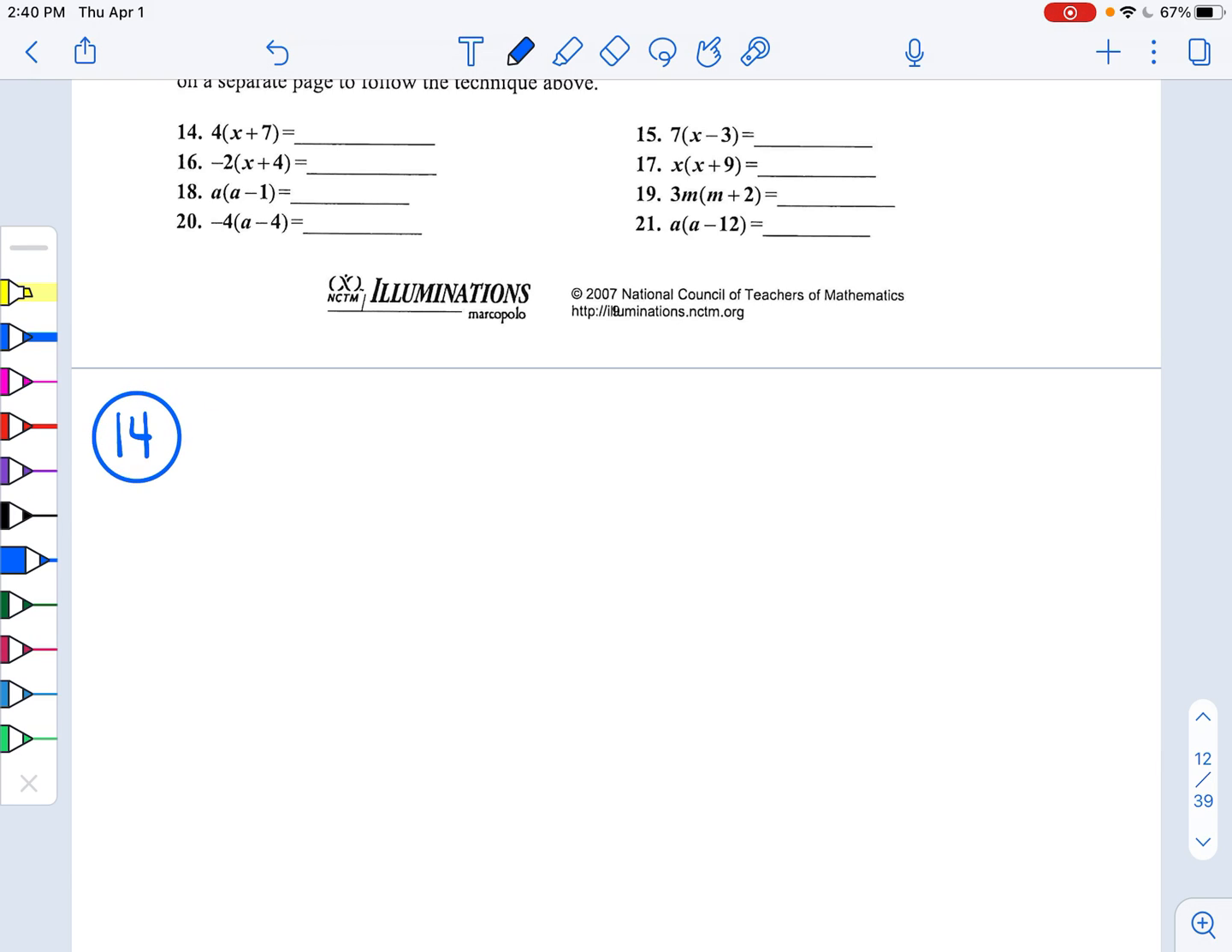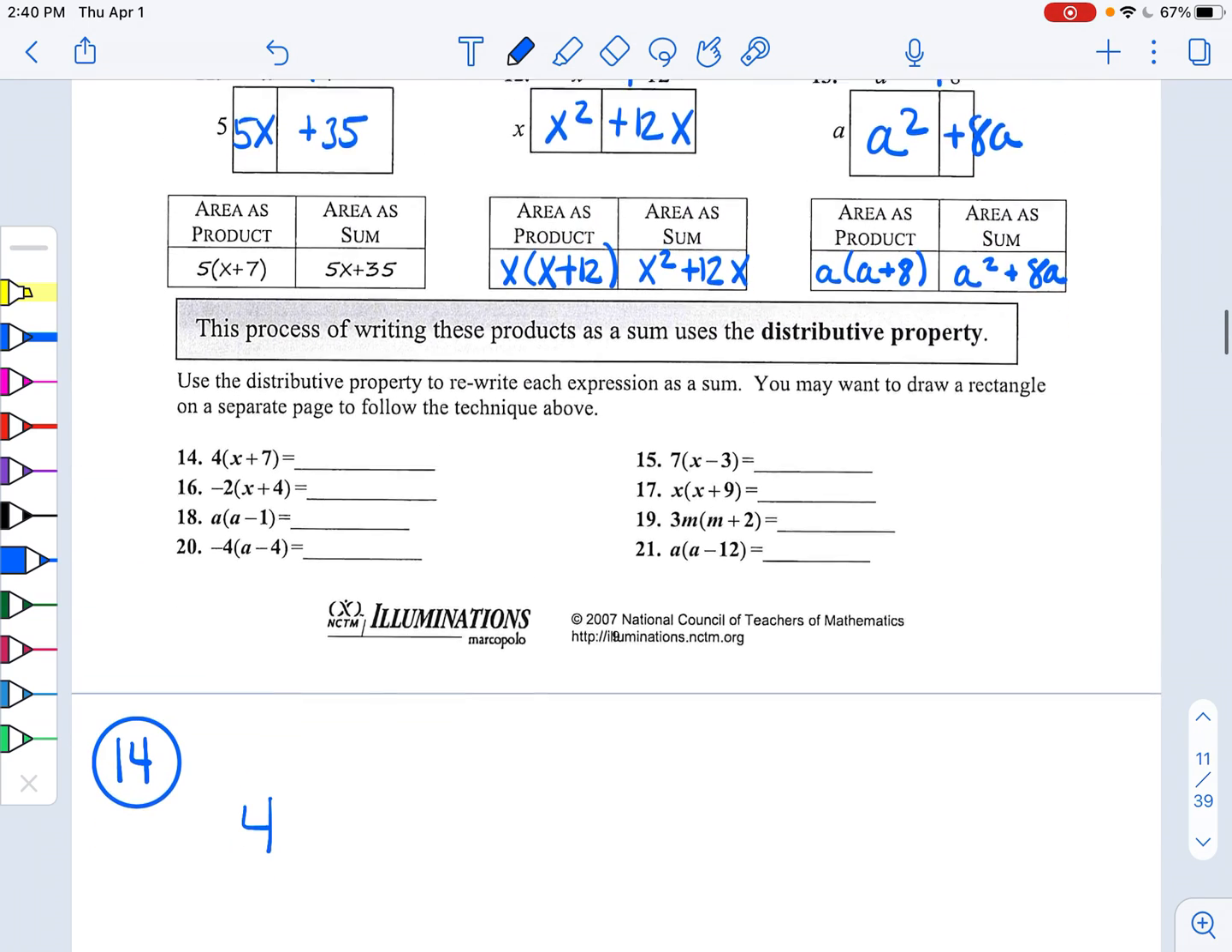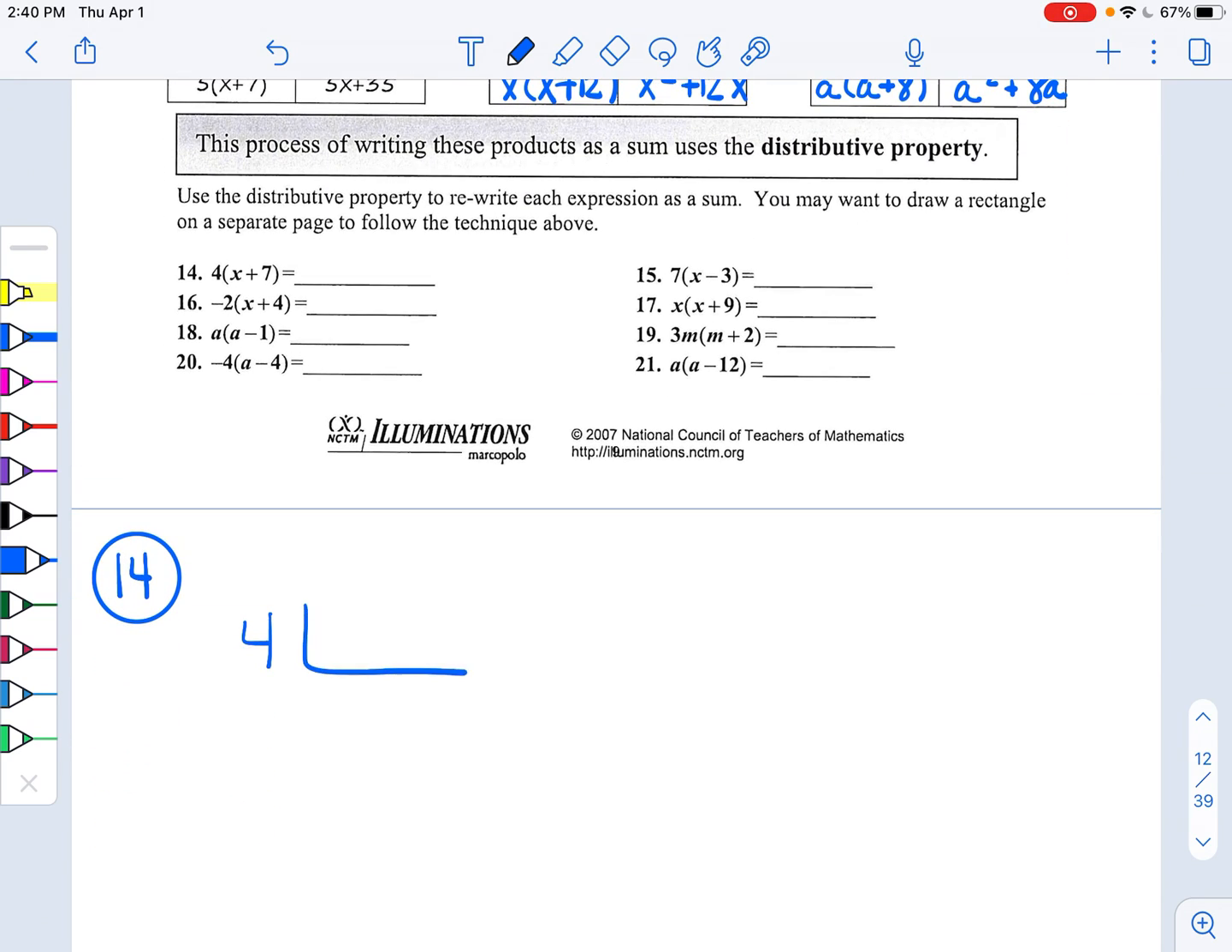Okay, so on number 14, let's do this. So you have 4, and then you have x, and then you have that positive 7. So you can do it this way. You can do 4 times x, which is 4x, and 4 times 7 is positive 28. So the answer is 4x plus 28.